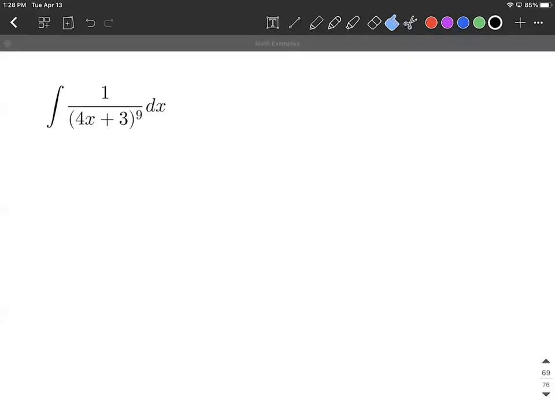All right, let's take a look at finding the antiderivative of this rational function. As we get going on this, we're going to need to use u substitution to accomplish our goal. What I'm going to do is use u to be the 4x plus 3, because that's an inner function. All of that is raised to a power.